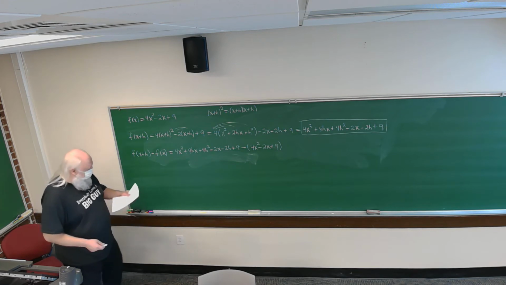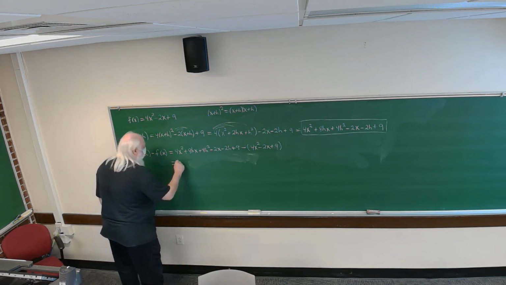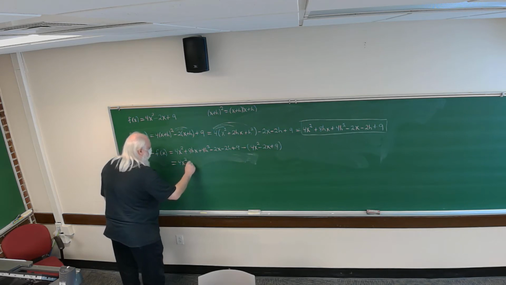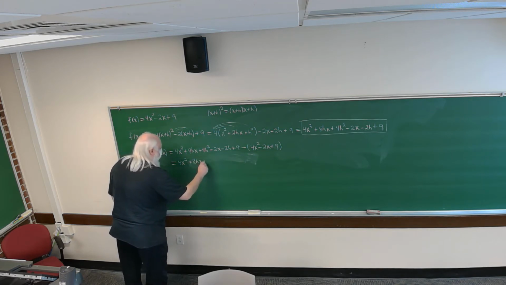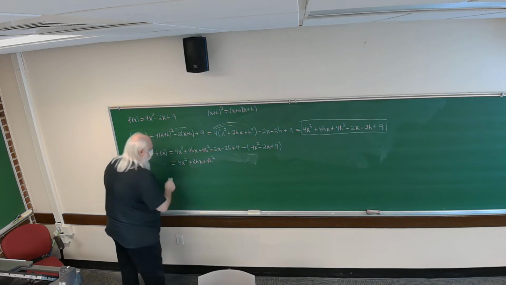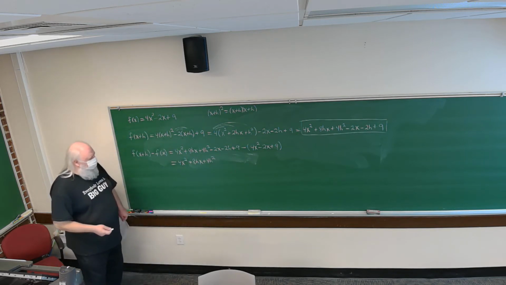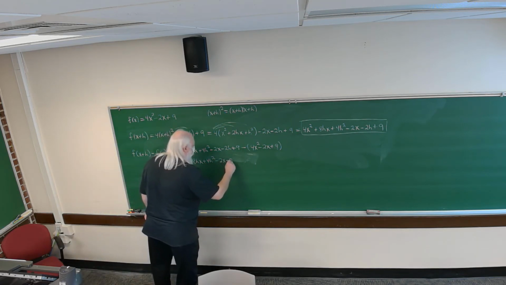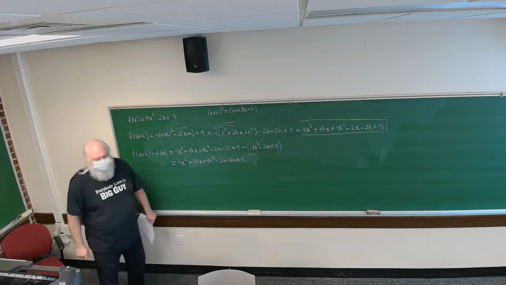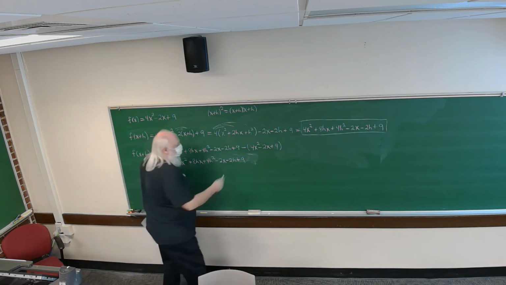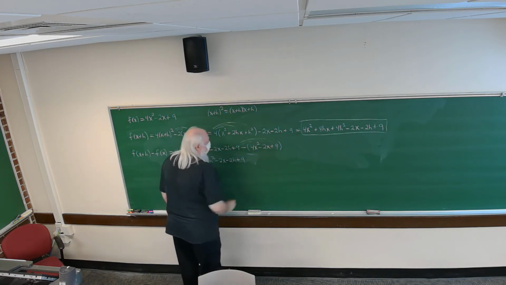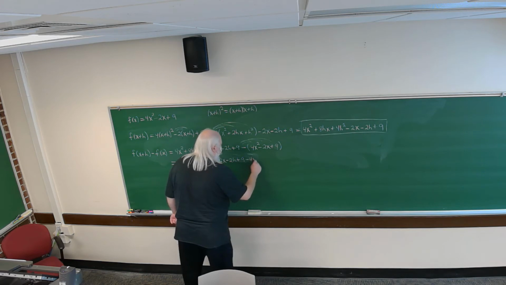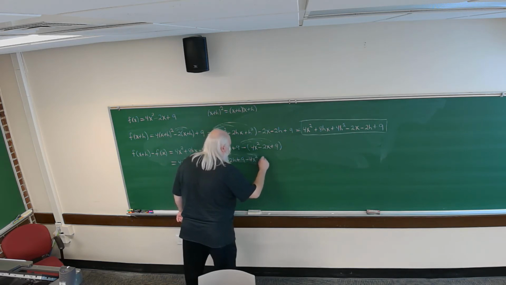Now when we distribute the minus sign, we're going to have 4x squared plus 8hx plus 4h squared minus 2x minus 2h plus 9. And now we distribute the minus sign. And so we distribute the minus sign, inside parentheses, we have minus 4x squared plus 2x minus 9.